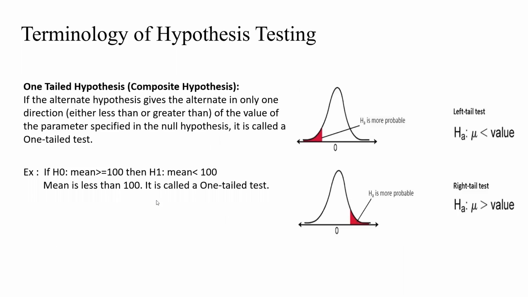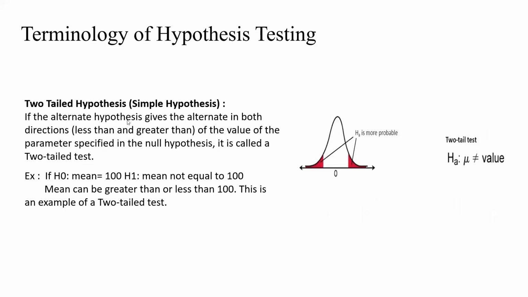We've also seen other terms like one-tailed hypothesis and two-tailed hypothesis. For a given null hypothesis, we see if our alternate hypothesis has multiple directions in which it can progress. For example, here our null hypothesis says that the mean is greater than 100. That means my alternate hypothesis can only take values less than 100, in one single direction. So it's a left-tailed test, a one-tailed test. Likewise, you can have a similar example for the right-tailed test. These are the two examples of a one-tailed hypothesis.